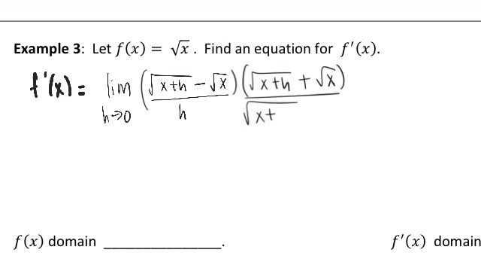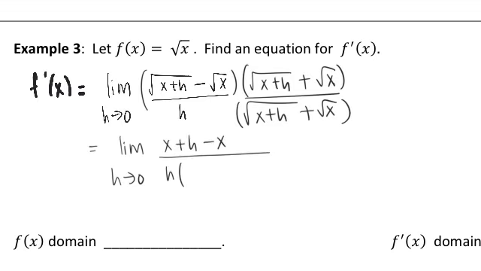So that's what I'm going to do, multiply the top and the bottom by the conjugate. That means the top is going to become the limit as h goes to 0 of x plus h minus x, and the bottom is going to become h times rad x plus h plus rad x. So now these x's are going to cancel, and then the h's are going to cancel, and they're going to leave a 1 behind.